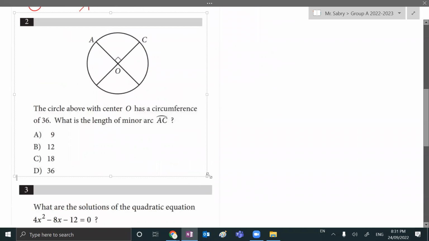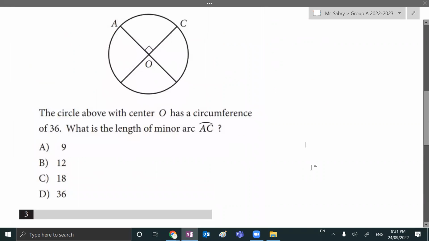And for checking number 2, it's much easier. You're told that the circumference of this circle is 36, and the circumference is mainly the length of the circle itself. What's the length of the minor arc AC? What's the length of this part right here?